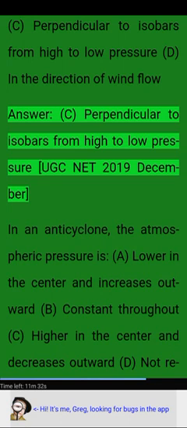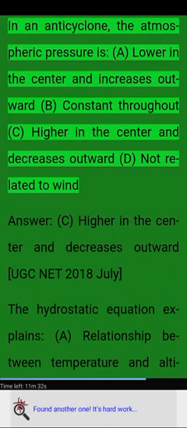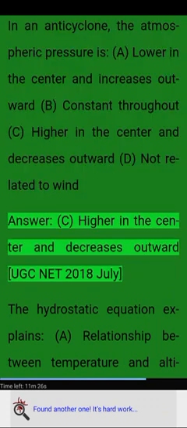UGC NET 2019 December. In an anticyclone, the atmospheric pressure is: A. Lower in the center and increases outward. B. Constant throughout. C. Higher in the center and decreases outward. D. Not related to wind. Answer: C. Higher in the center and decreases outward.